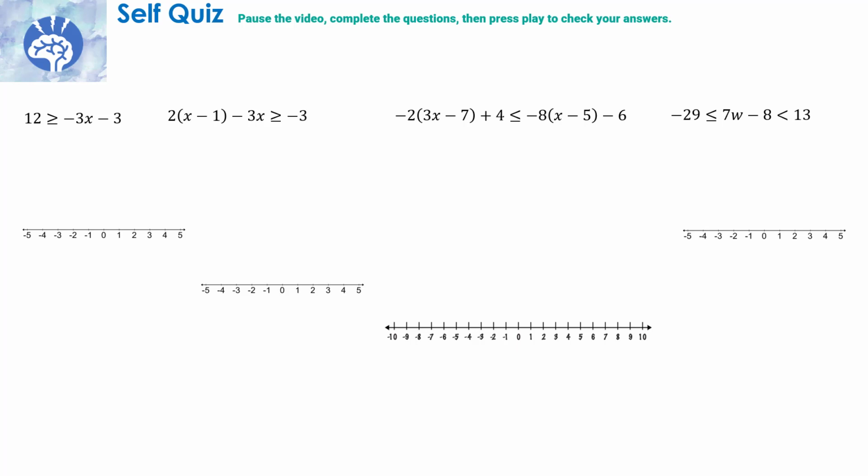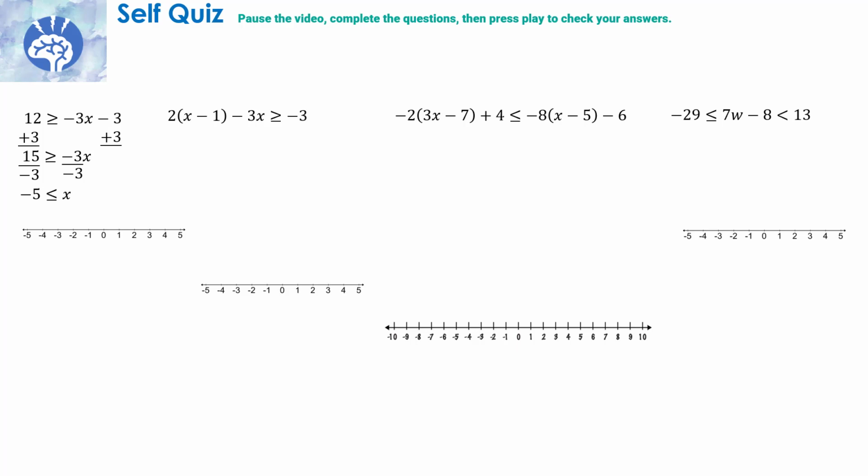All right, let's see how you did. The first one is 12 is greater than or equal to negative 3x minus 3. We need to get negative 3x by itself. That means we add 3 to both sides, and we end up with 15 is greater than or equal to negative 3x. We need x. The opposite of multiplying is dividing. That means we have to divide by negative 3 on both sides, which gives us negative 5 is less than or equal to x. Well, let's graph it.